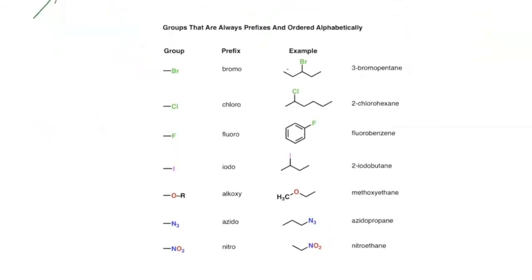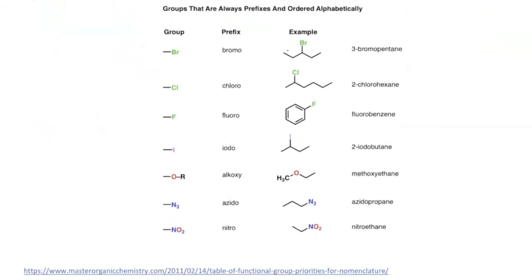And then if I can just quickly introduce you to a list of functional groups that never get the suffix. So these are only ever going to get a prefix. And that is all of the halogens: bromo, chloro, fluoro, iodo, and the ether functional group called alkoxy. And then we don't really talk about this group right now, but that's azido. And then if you have an NO2 group, it's going to be nitro. And so here are some examples of how we can name those.